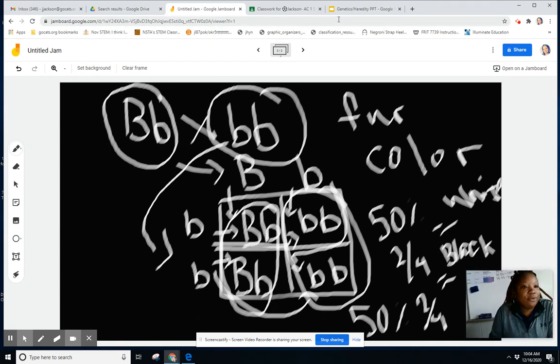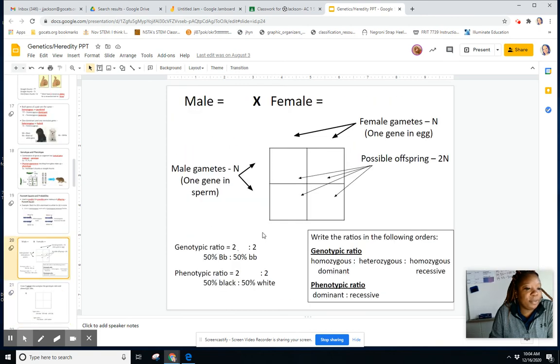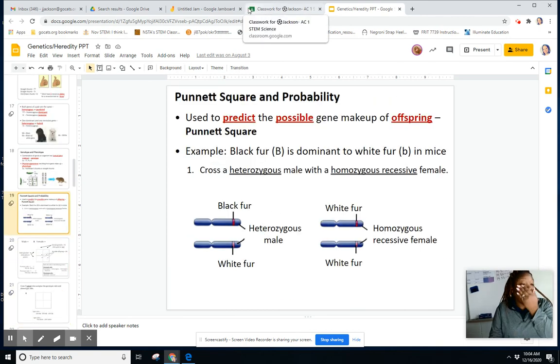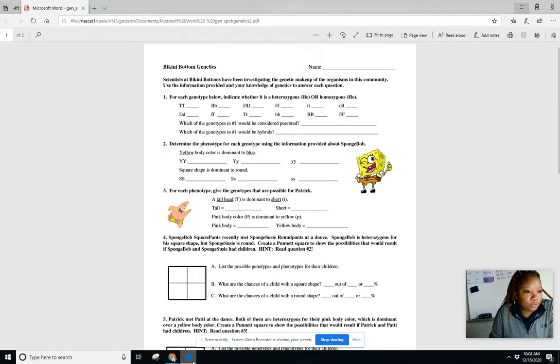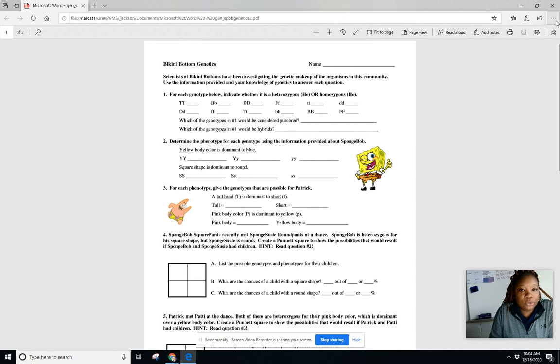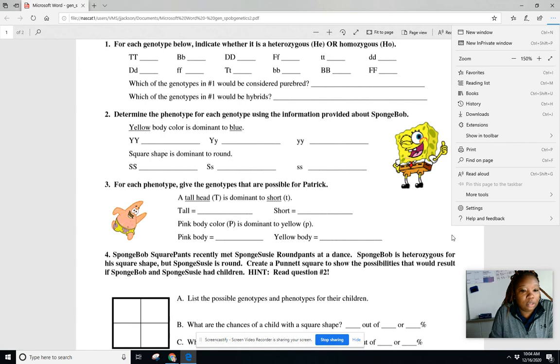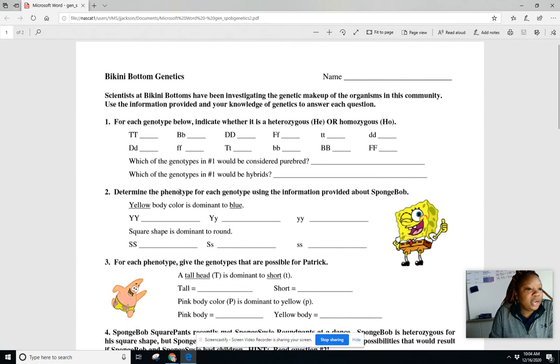Okay, so now for your assignment today, we're going to stop right there with our notes. We're not going to go any further. If you want to continue to read it, it gives you more information on it. But what we're going to do is look at our assignment for today. I'm going to try to zoom in just a little bit. Okay. So, looking at our assignment today, you're going to read the instructions.